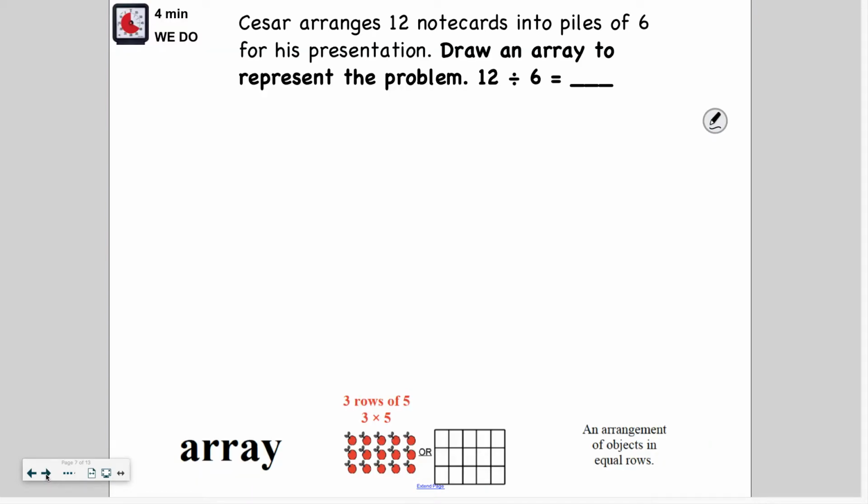So let's get started. Caesar needs 12 note cards. He arranges 12 note cards into piles of 6 for his presentation. Draw an array to represent the problem. 12 divided by 6 equals blank. So let's think about this. He has 12 note cards and he's placing them or arranging them into piles of 6. So would the piles of 6 be the size of the group, the number in each group? Or would that be how many groups he has or that he's going to make out of these cards? So is the 6 the number of groups or how many are in each group?